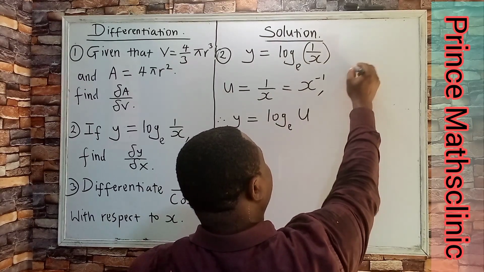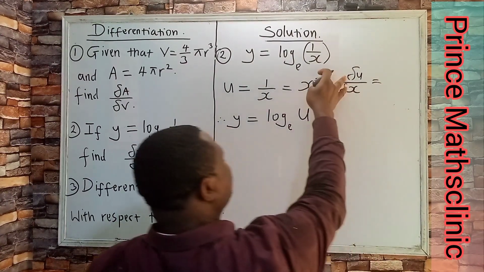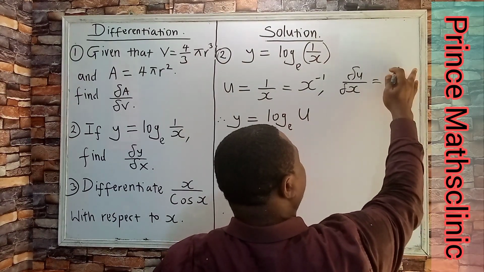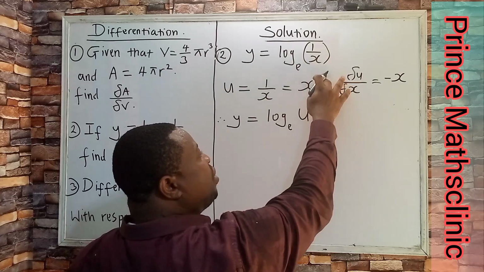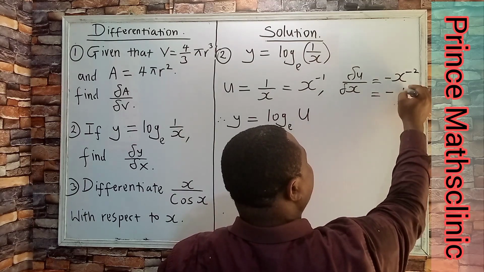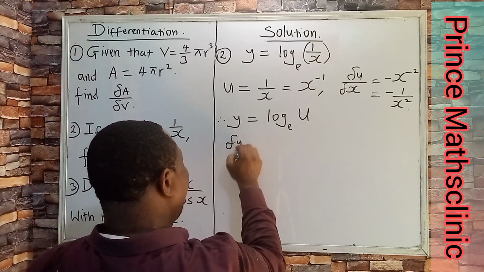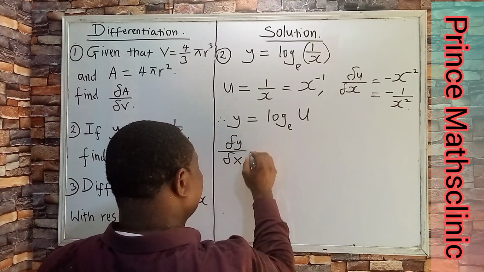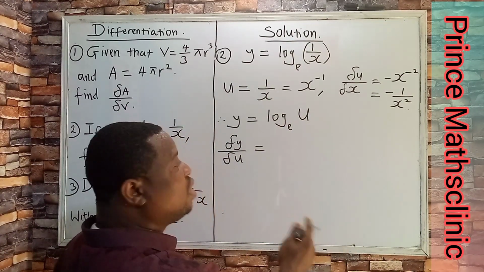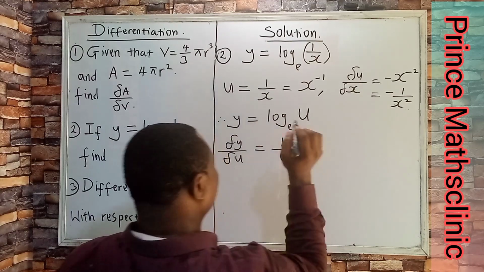Now, I want to differentiate u with respect to x. So it will be -1 times x, then remember the power here is -1. When you subtract 1 from -1, you get -2, which is the same as -1 over x squared. Then I can also find dy with respect to u. Because this is natural log of u, it will be 1 over u.